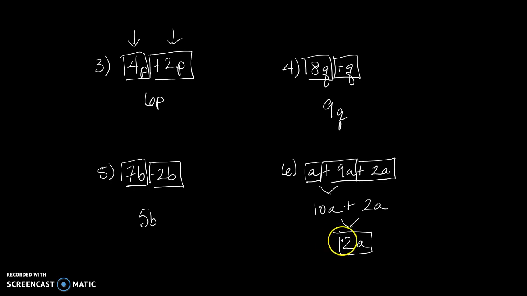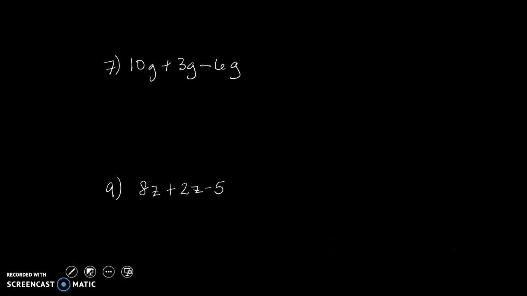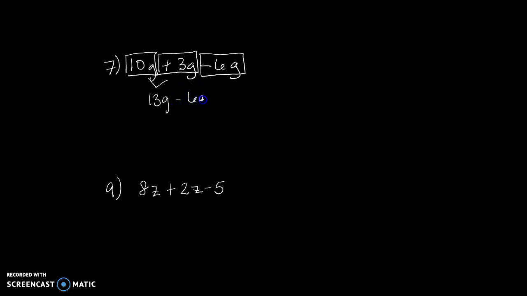Okay, oops, I crossed off my one there. There we go. Okay, let's do a couple more. Number 7, we have 10g plus 3g minus 6g. So let's work from left to right. 10g plus 3g is 13g, minus 6g. Now 13g minus 6g is 7g.